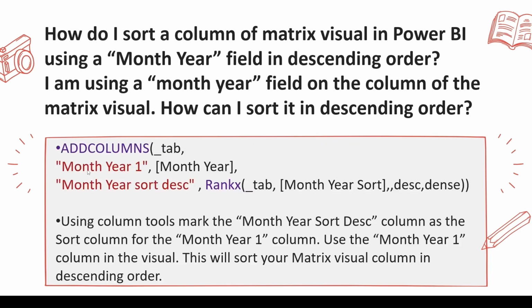What we can do is add a new column, month year 1, let's say, just equal to month year, and then we can create a sort on the month year sort. This is the additional code, assuming that you already have a table. So you can create a rank on the existing table code, which I'm going to showcase, and then month year and descending. And that's because even if it repeats, we want the next rank to be the continuous rank. You have to mark the month year sort descending column as the sort column for the month year 1 column. And then you have to use the month year 1 column in your visualization to make sure that you are sorting descending on the month year column.